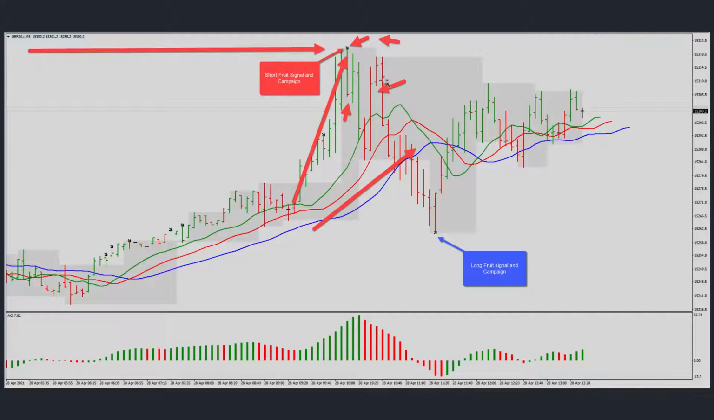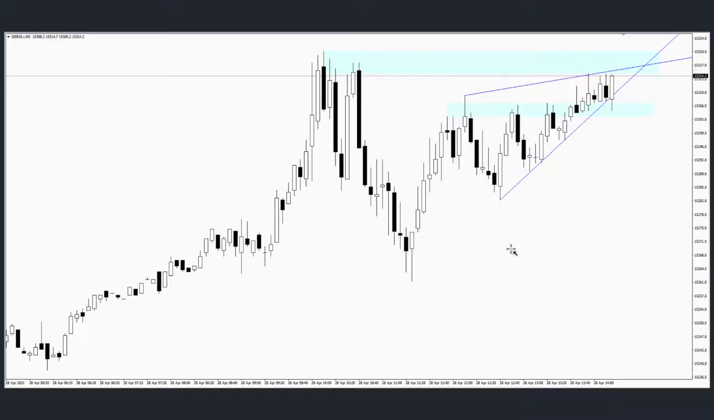Your stop loss will be up there, and then it comes down. You can take your profit anywhere here, specifically when you have a reversal fruit candle. So that was a really good campaign down. Right, let's go to the next one.